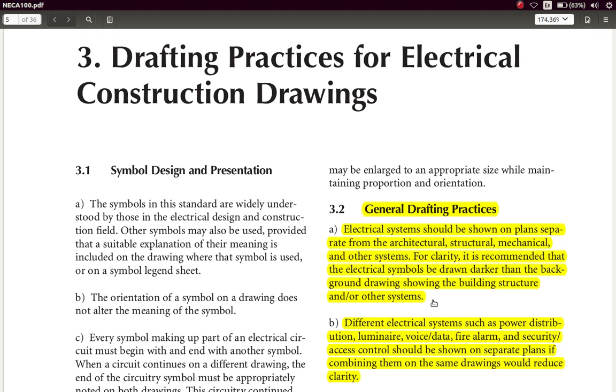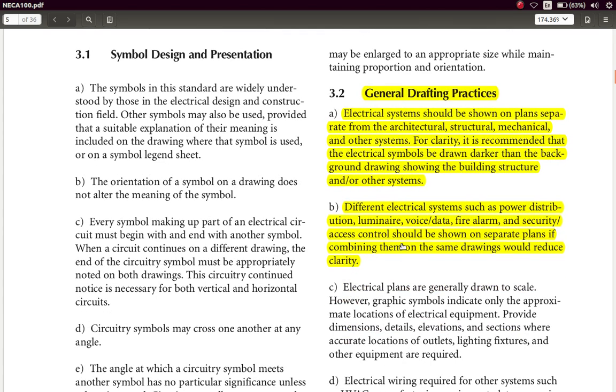The electrical symbols now on the electrical drawings should be dark. They should be shaded darker than the background drawings showing furniture, windows, doors, walls, and so on. Different electrical symbols such as power distribution, luminaire, voice/data, fire alarm, and security access control should be shown on separate plans if combining them on the same drawing would reduce clarity.